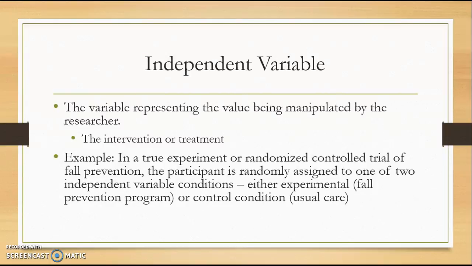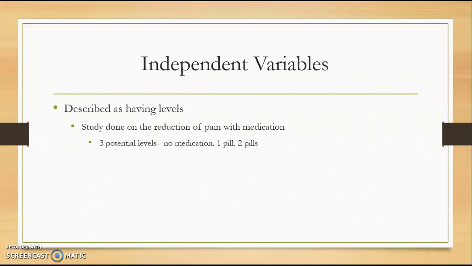Independent variables are the variable representing the value being manipulated by the researcher. So in a true experiment or randomized controlled trial of fall prevention, the participant is randomly assigned to one of 2 independent variable conditions, either experimental, which is a fall prevention program, or control, which would be usual course of care.